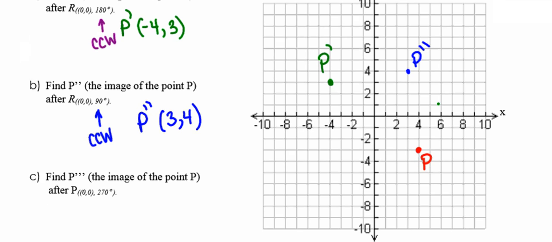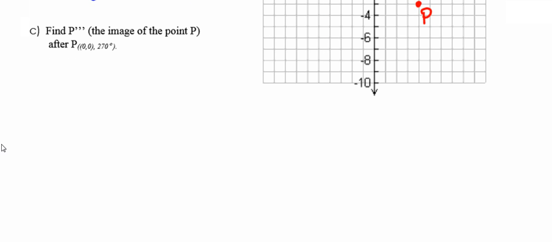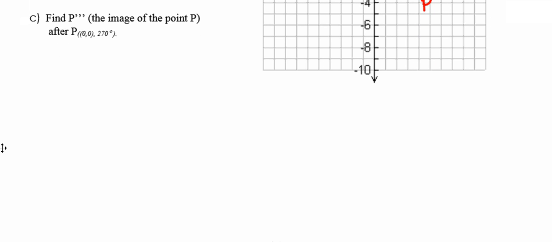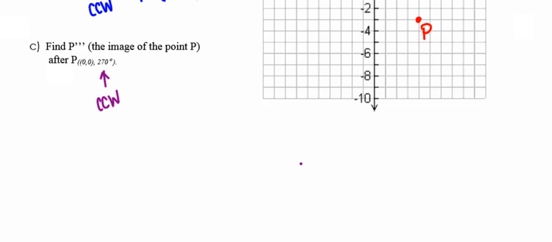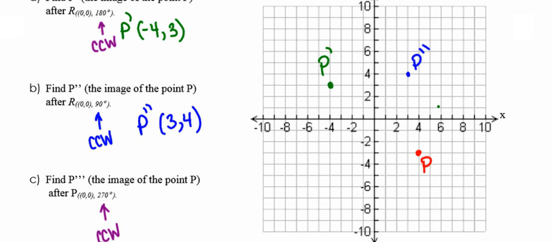Okay, and the last one, it's asking us to find the image of P triple prime, which is going to be the image of point P after a rotation about the origin of 270 degrees. And again, just a reminder that that 270 degrees, because it's positive, is going to go in the counterclockwise direction. So once again, I'm going to start with my paper. I'm going to turn my paper now 270 degrees, which would be 3/4 of the way around, 270 degrees in the counterclockwise direction.